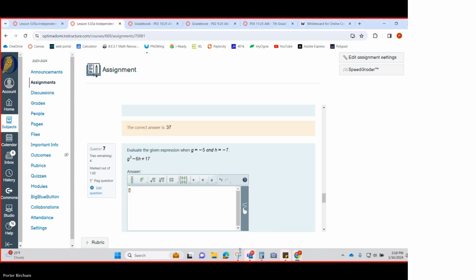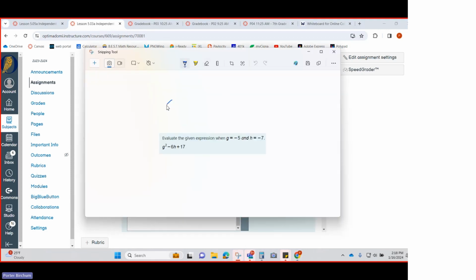Nice work. My first step is going to be to copy the expression I see in the problem exactly how it is. Letter for letter, number for number. What does it mean when there is a number right next to a letter? Nice. It means multiplying. Now, let's replace the letters with the numbers the problem tells us to. When g equals -5, let's replace g with -5.